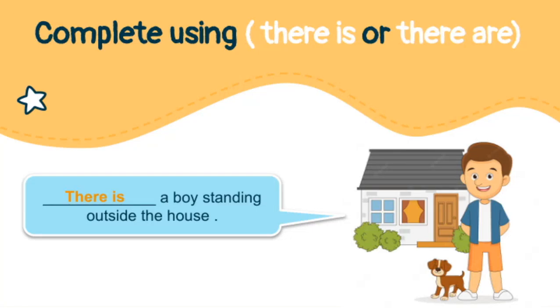So in this slide, we're focusing on how to correctly use there is and there are. Now, the sentence here is, there is a boy standing outside the house. The key point is to choose the right phrase based on whether you're talking about a singular or plural noun.